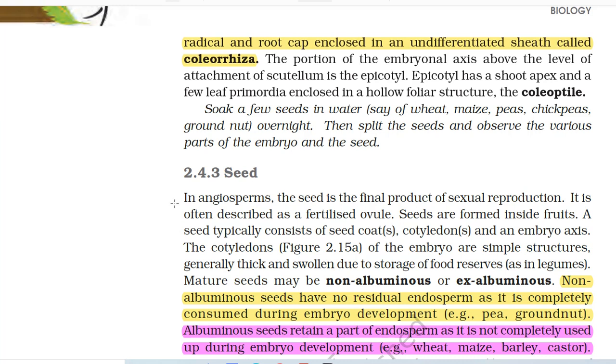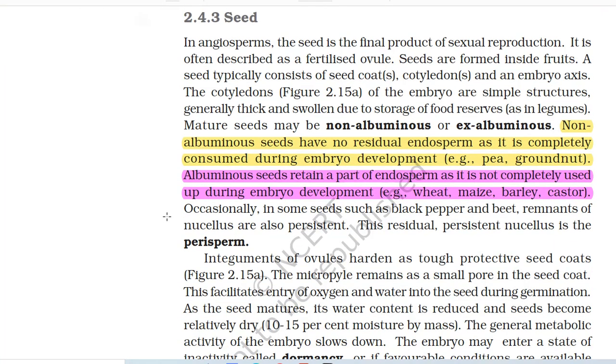Soak a few seeds in water, say of wheat, maize, peas, chickpeas, groundnuts, overnight. Then split the seeds and observe the various parts of the embryo and the seed. 2.4.3 Seed.